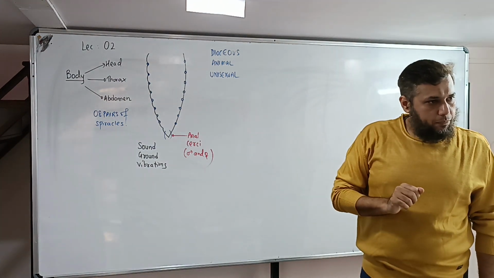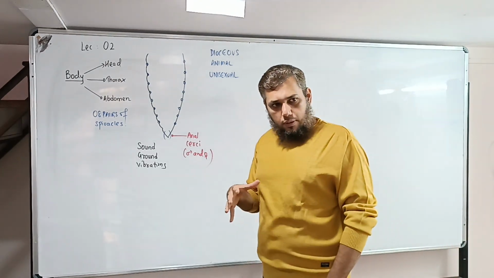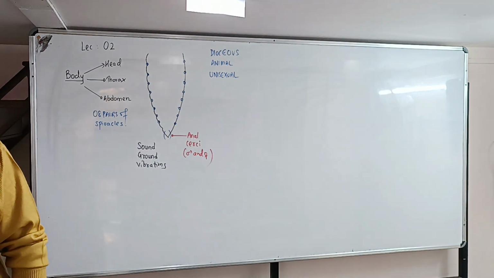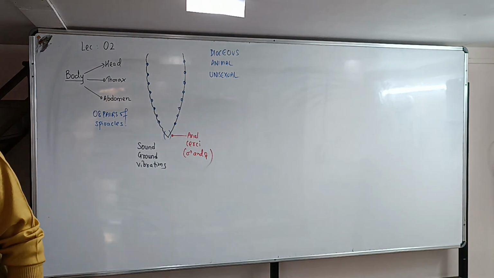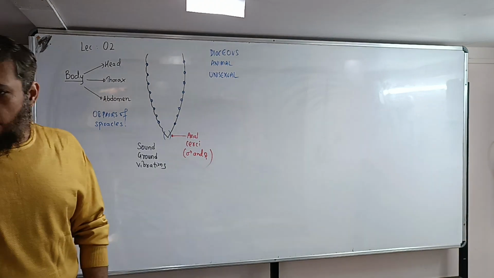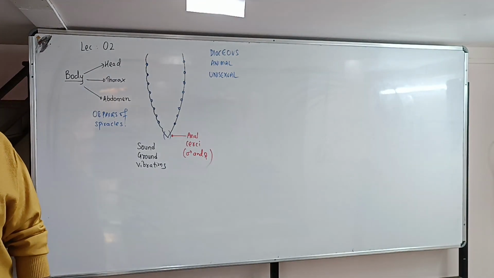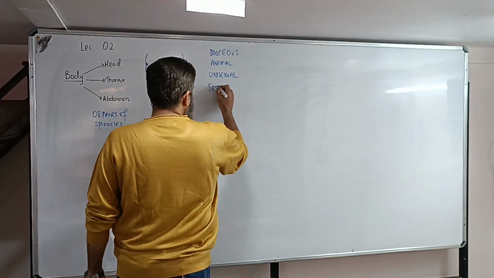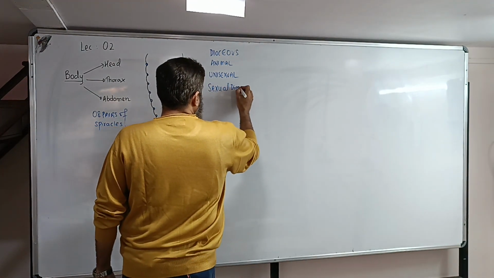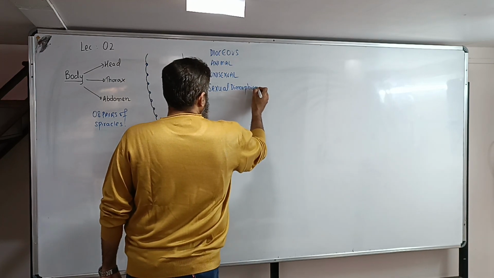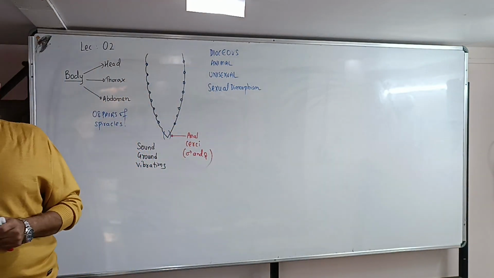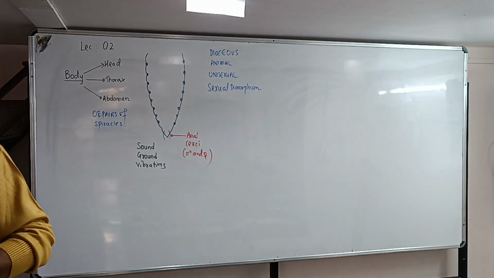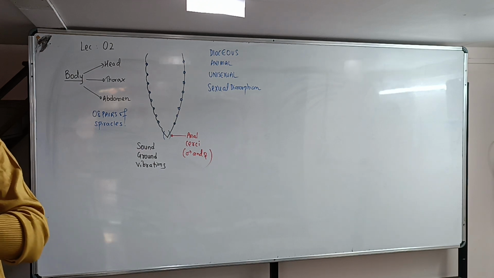So human beings, are we monoecious or are we dioecious? Dioecious. Are we bisexual or unisexual? Unisexual. And cockroach also shows sexual dimorphism. What do you mean by sexual dimorphism? Di means two. Morphic means shape.